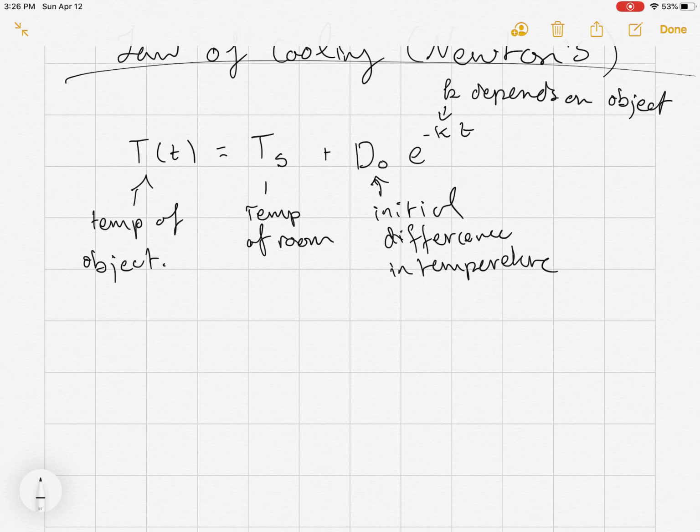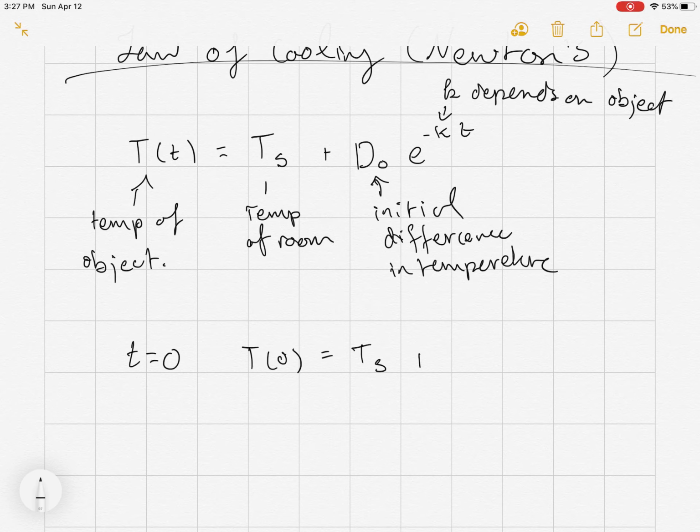Okay, so we're going to take the first value of the function that we want to look at. We're just going to look at when t is equal to 0, right? So if we let t equal 0, then T of 0. This is when we first set the object down in the room, when we first introduce it to the ambient space so that the cooling takes place.